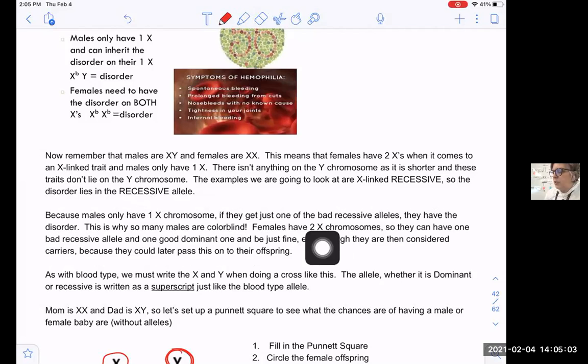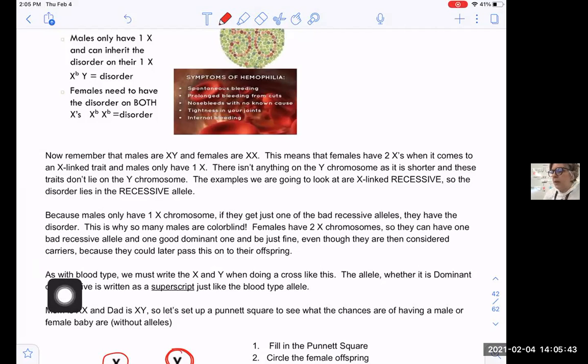Because females have two X chromosomes, they can have one bad recessive allele and one good dominant one and be fine. But when they have the recessive allele on their X, we consider them carriers because they carry the recessive allele that can lead to color blindness or hemophilia. So they could later pass that on to their offspring, but their phenotype is that they're normal sighted and they don't have hemophilia. So as females, we can carry it and not show it.